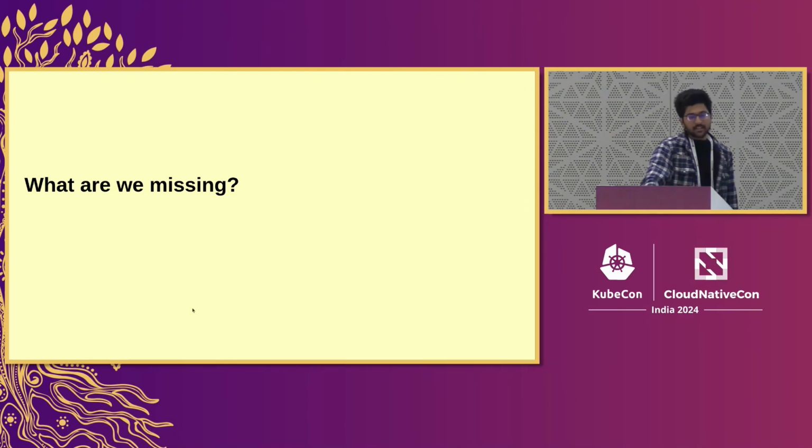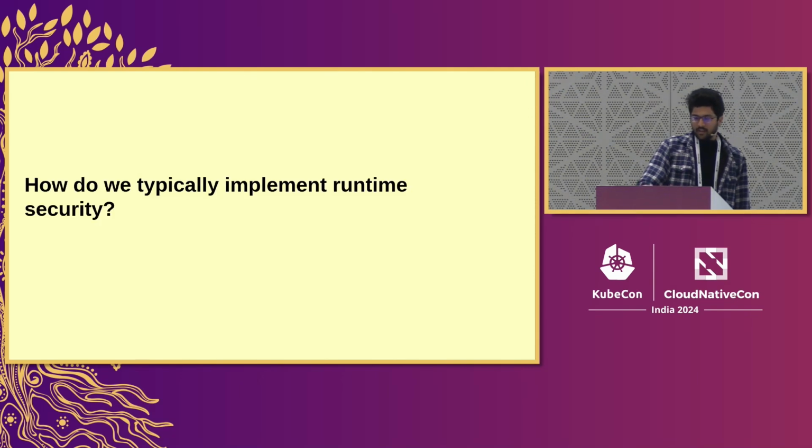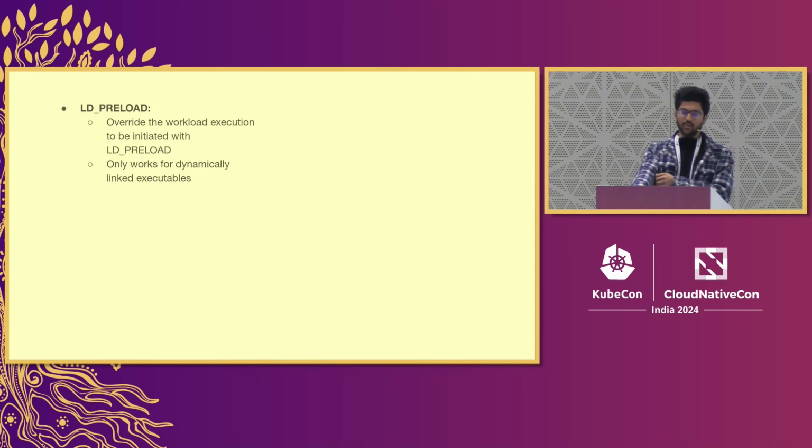But we are still missing something. Can you guess what? It is real-time protection. So how can we implement real-time protection or runtime security? The first thing which comes to my mind is observe what's happening and then kill it. Simple. How can we do that?